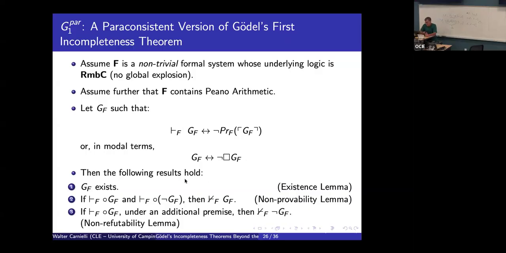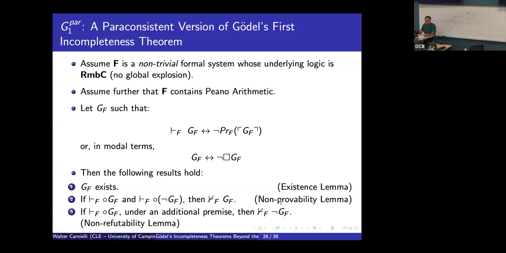First, this sentence GF really exists. Second, if this formula is consistent, and the negation of it is also consistent, then I get a theorem: I prove that it's not provable, that I cannot prove it. Third, under the condition that GF is consistent, an additional premise, I prove that I cannot get the proof of its negation. So I recover the theorem again, in purely syntactical terms, without talking about true or false.